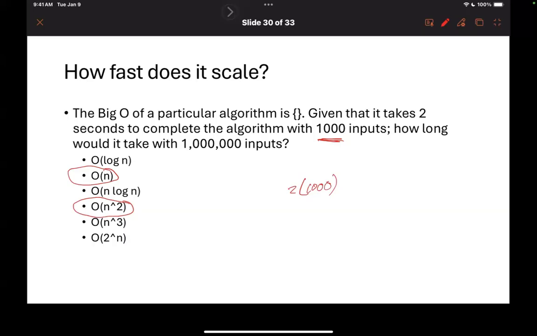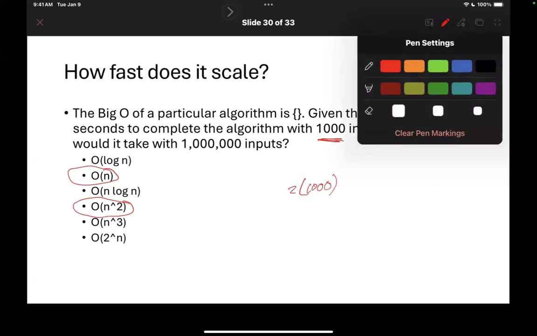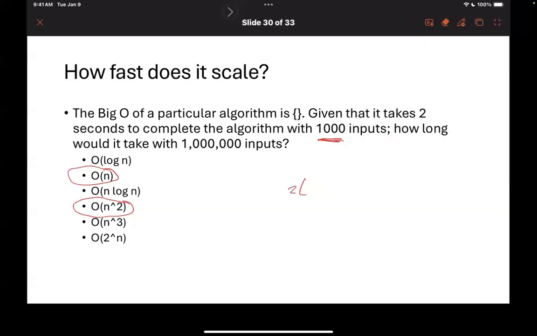Okay, so the way that we solve a problem like this, I do not like how it erases it. Okay, so we've got 2 seconds to complete something with 1,000 inputs.